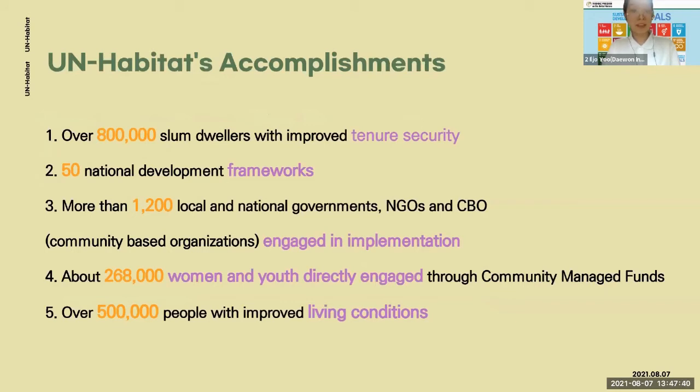1. Over 800,000 slum dwellers with improved tenure security. 2. 50 national development frameworks. 3. More than 1,200 local and national governments, or NGOs and CBOs, also known as the community-based organizations, are engaged in the implementation process. 4. About 268,000 women and youth directly engaged through community-managed funds. 5. Ultimately, over 500,000 people with improved living conditions.